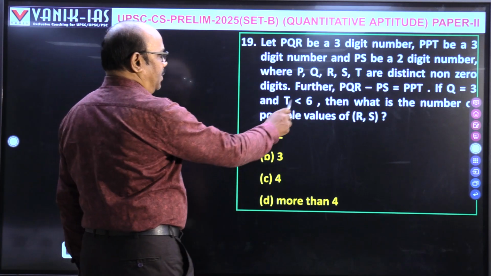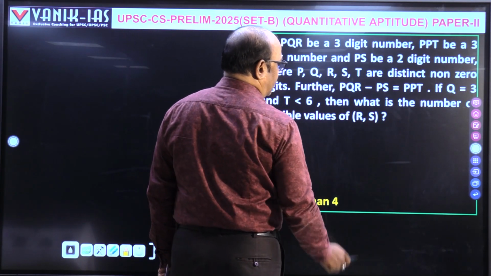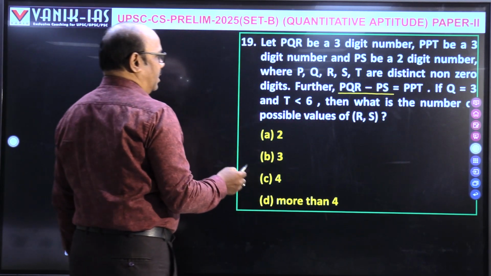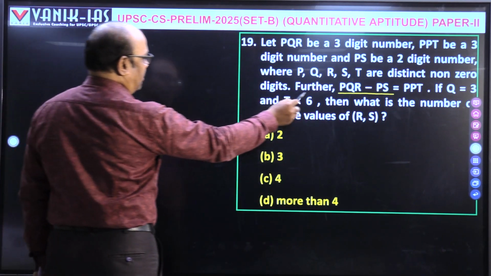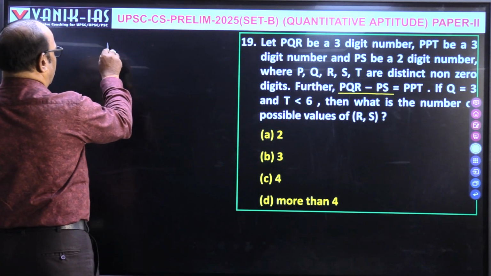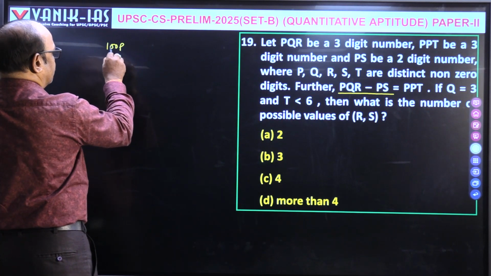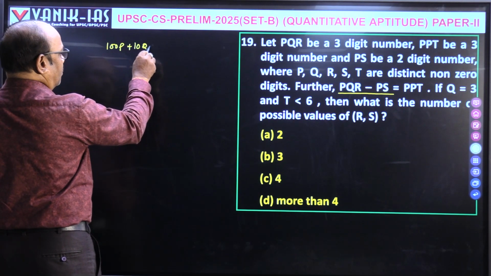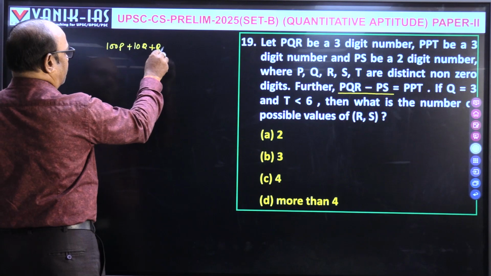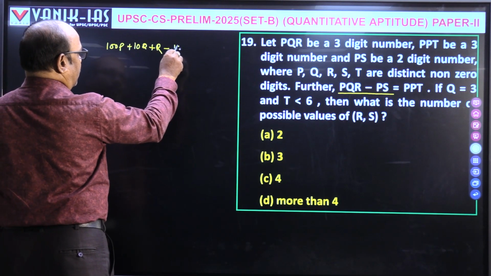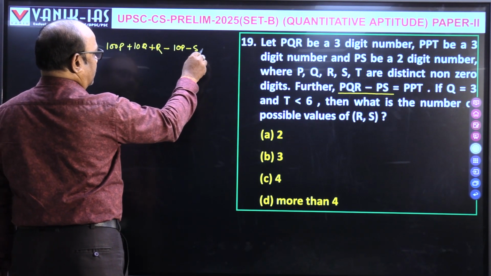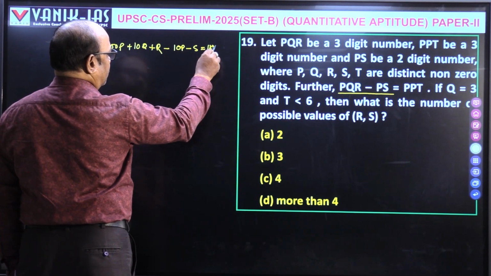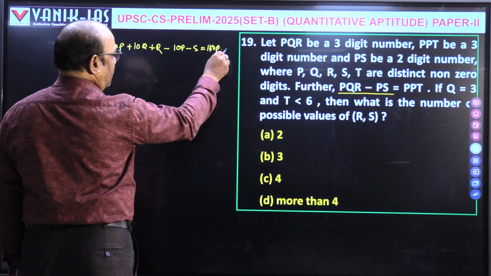So the question is PQR minus PS equals PPT. Let us write the place values. PQR means a 3-digit number, so 100P plus 10Q plus R minus 10P minus S, that is equal to 110P plus T.